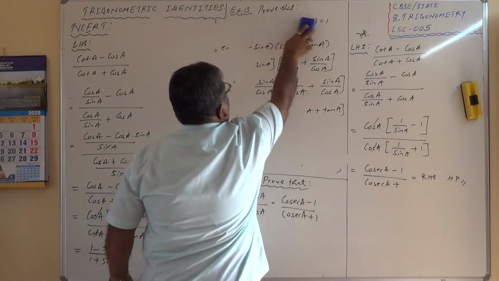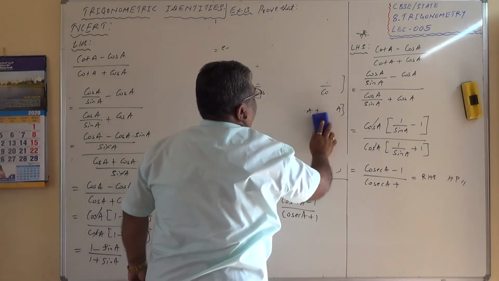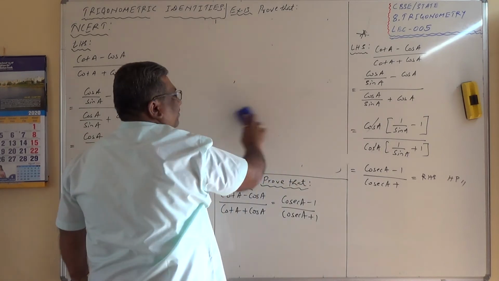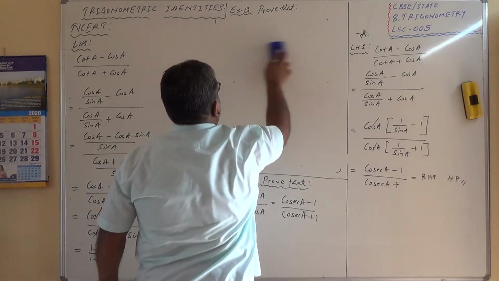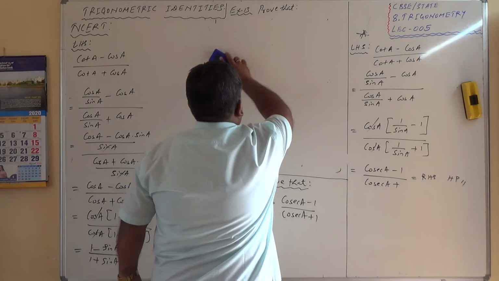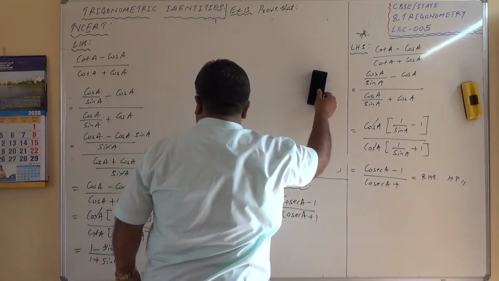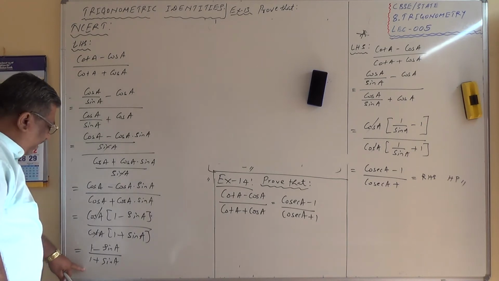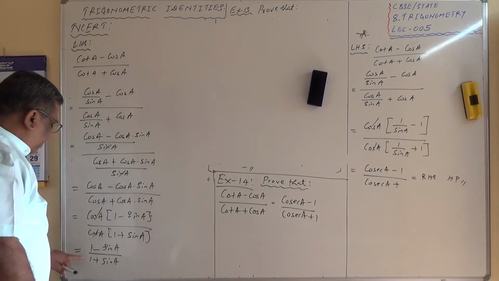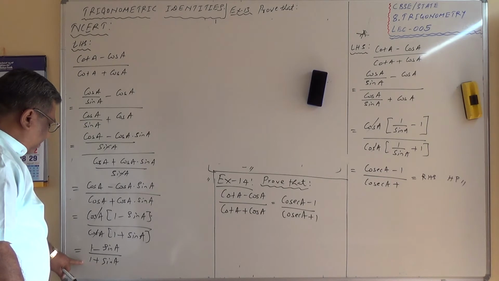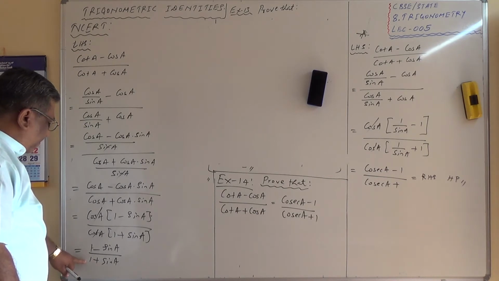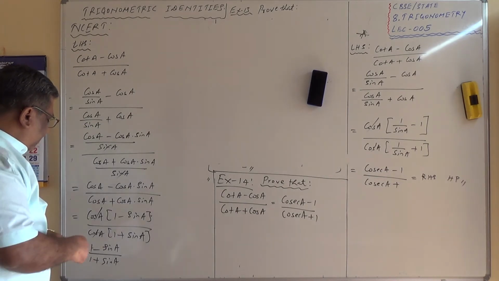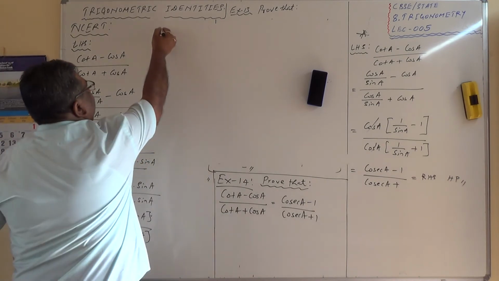If things are becoming too complicated, then we'll go for this method, which you have to remember. Otherwise it's very difficult. Therefore textbook numericals are also quite competitive in nature. So if I multiply and divide by the conjugate of the denominator over here, I will get 1 minus sin square A divided by (1 plus sin A) the whole square. So let me try to do that.